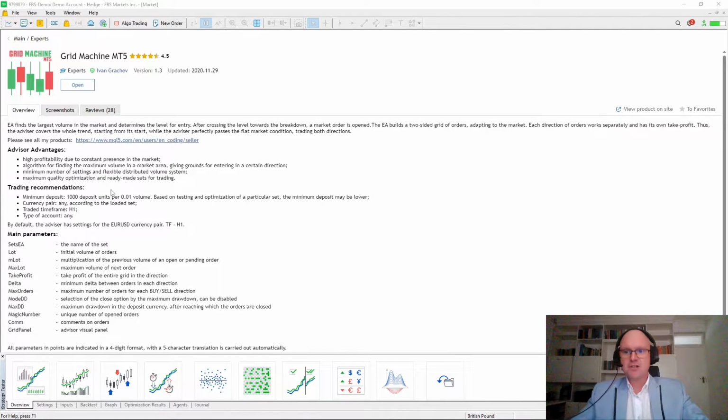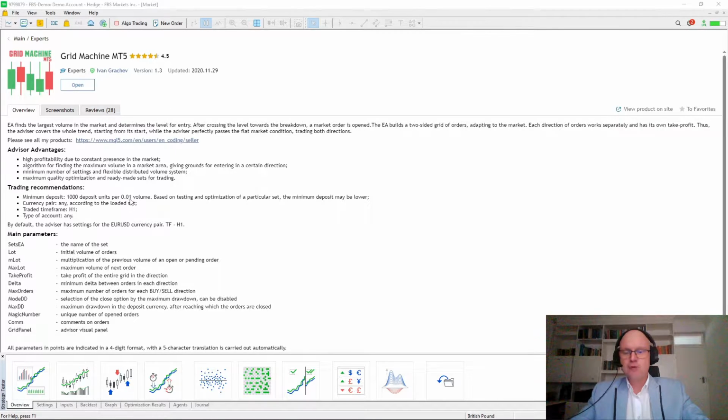Some of the advantages of the EA are that it can be highly profitable due to constant presence in the market, and the algorithm for finding the maximum volume in the market gives it grounds for entering in a certain direction. On top of this, you can set a number of settings, and the flexibility of the system makes it easy to backtest.